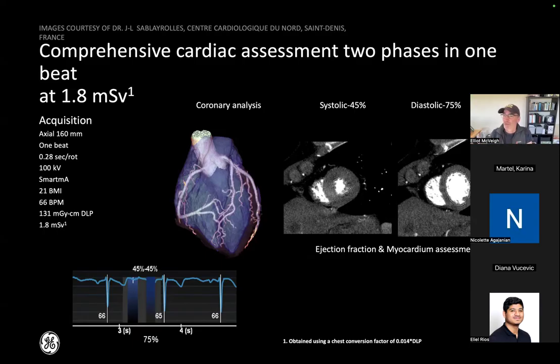Has this person improved since their treatment? You look at the ejection fraction. If it's gone from 36% up to 45%, that's a really important improvement. So you can measure that number quite easily with just two scans. And here the whole thing is done at 1.8 millisieverts, right?